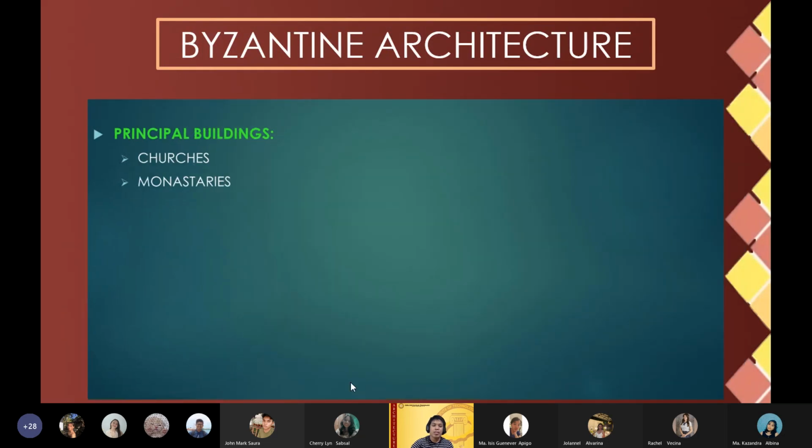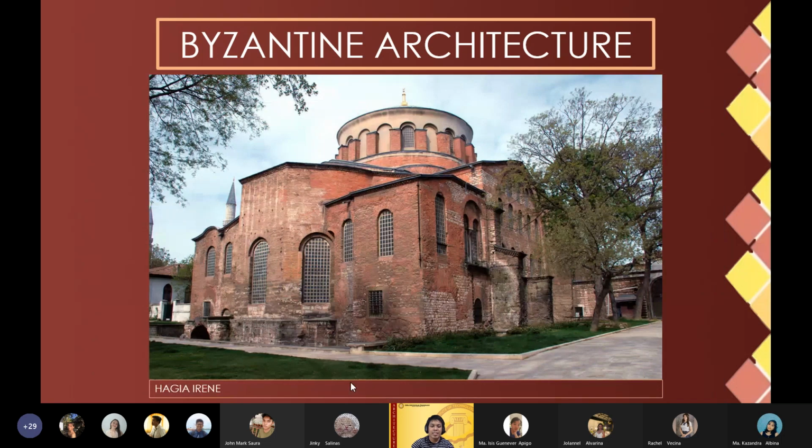So the buildings for Byzantine architecture are only two. We have the churches and the monasteries. So an example here, Hagia Irene. Some will pronounce it as Hagia, but the proper way of pronouncing it is Haya, meaning holy.